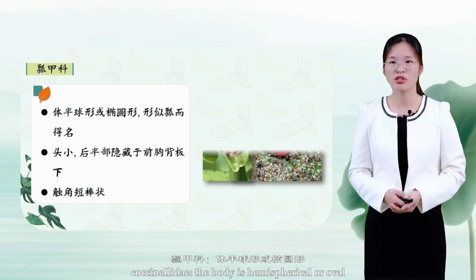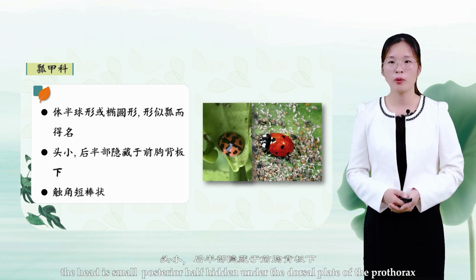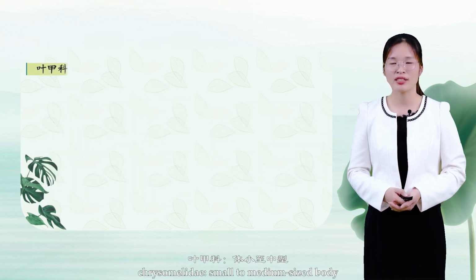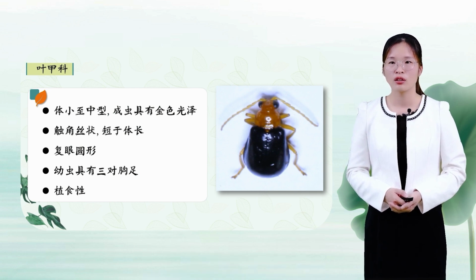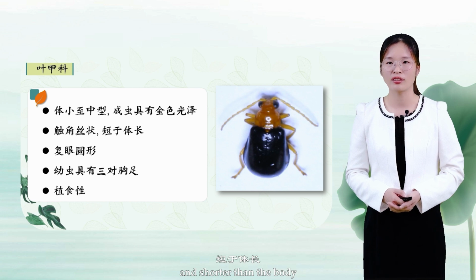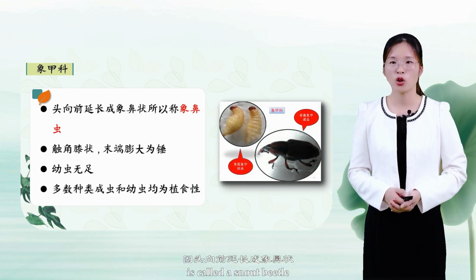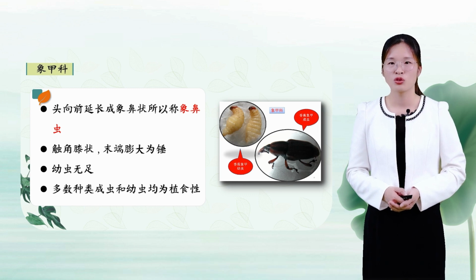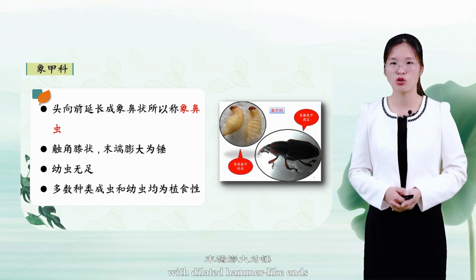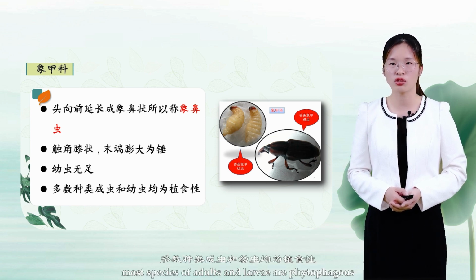Coccinellidae, the body is hemispherical or oval, resembling a ladybird. The head is small, posterior half hidden under the dorsal plate of the prothorax. The antenna is short and rod-shaped. Chrysomelidae, small to medium-sized body. Adults have golden luster. The antenna is filiform and shorter than the body. Both adults and larvae are phytophagous. Curculionidae is called a snout beetle because the head extends forward into an elephant trunk shape. The antenna is geniculate with dilated hammer-like ends. Larvae have no legs. Most species of adults and larvae are phytophagous.